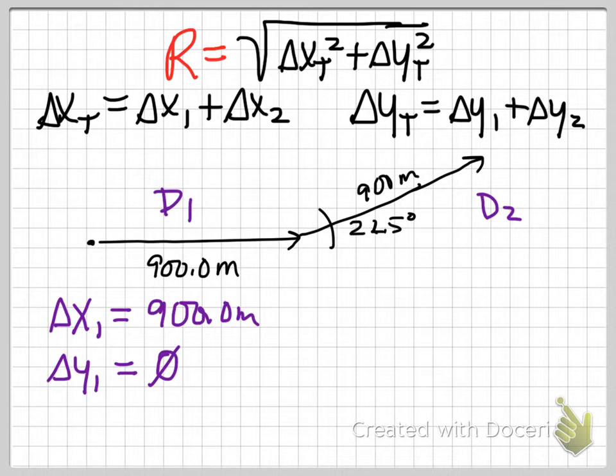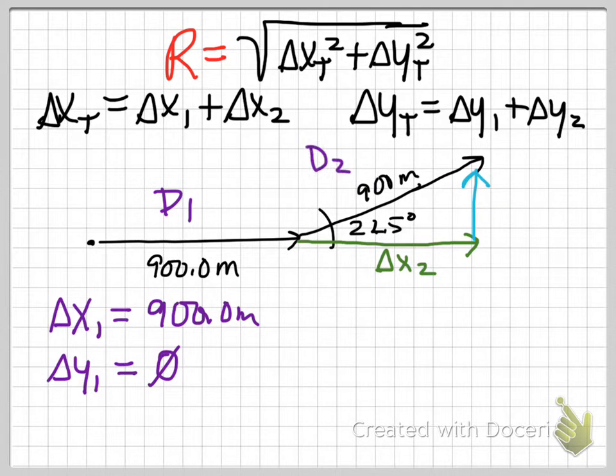Well, in D2, is that displacement squarely on one axis or the other? No. But we have an angle. And so what we do is we divide this. And we now have delta x2. I'm going to move my D2 over here. Delta y2.